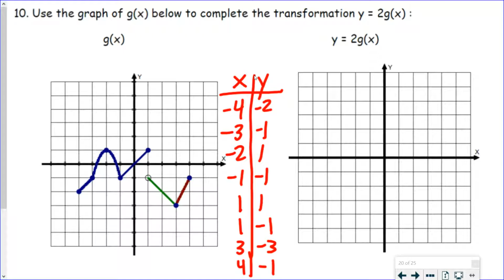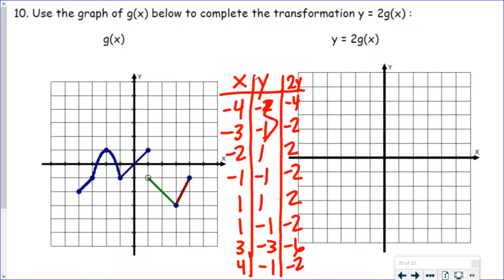So this is outside of my g of x, right? It's outside of the parentheses. So I do exactly what it says, and I'm going to do it to the y's. It says to multiply by 2, so that's what we're going to multiply by. 2 times negative 2 is negative 4. Negative 1 times 2 is negative 2. 1 times 2 is 2. Negative 1 times 2 is negative 2, 1 times 2 is 2, negative 1 times 2 is negative 2, negative 3 times 2 is negative 6, negative 1 times 2 is negative 2. Don't care about the middle ones anymore.